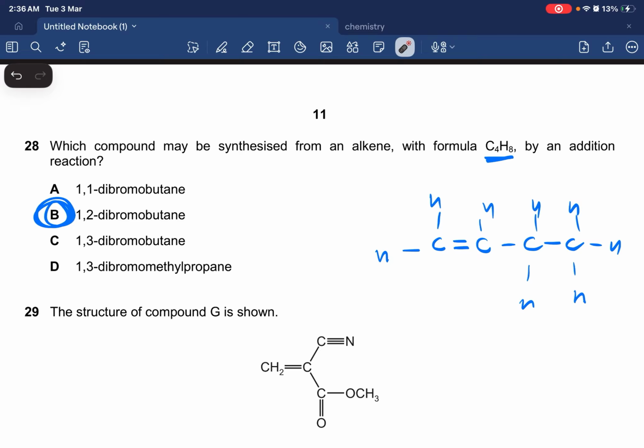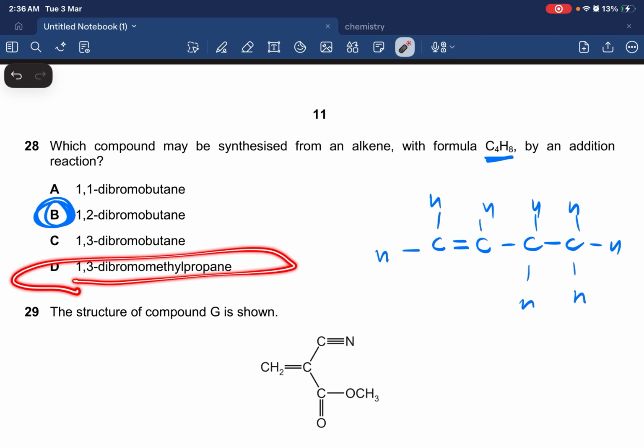Let's check the next option. 1,3-dibromobutane, like one bromine here and one bromine here. How is that possible? How can the first and third carbon have a double bond? It's impossible to have a double bond between the first and the third carbon.